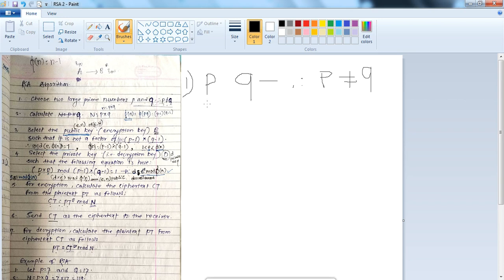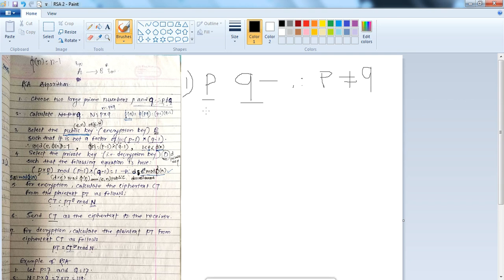Why are P and Q large prime numbers? Because when the plaintext is converted into ciphertext and ciphertext is converted back into plaintext, it gives us the same output as the input message. The logic behind that conversion is the prime number. That's why large prime numbers.